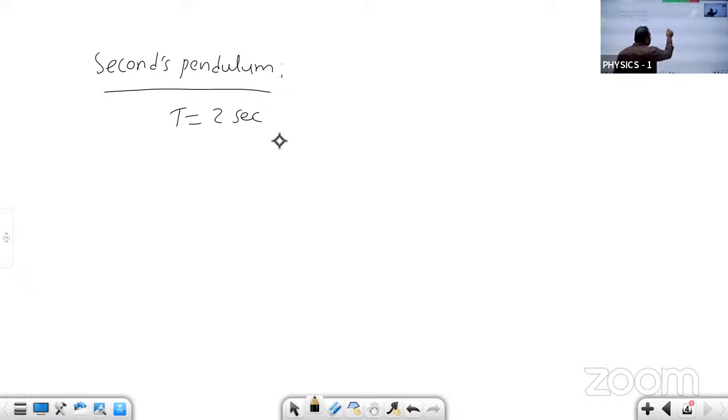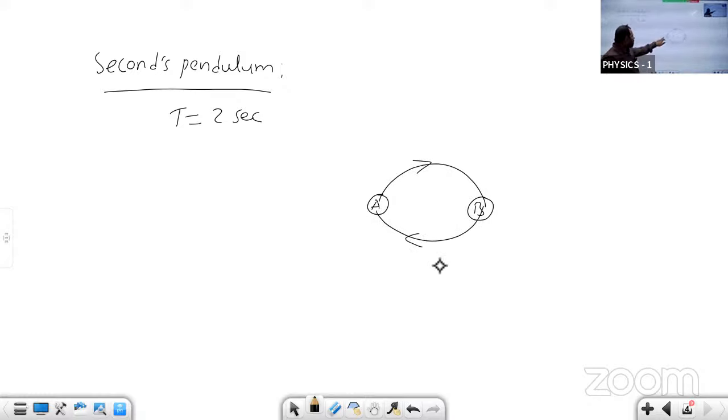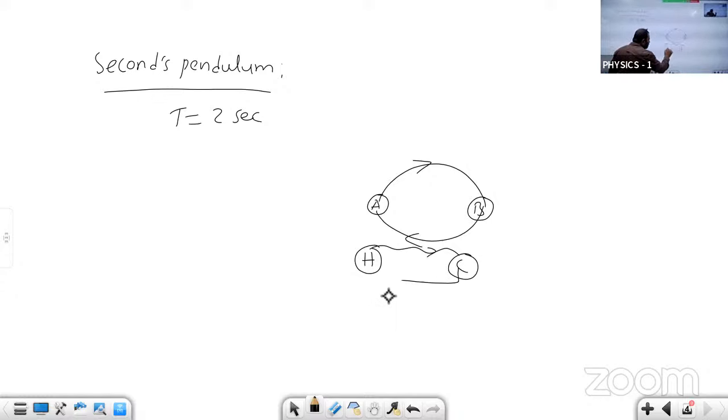What is the meaning of time period? For example, there is one point A and one point B. One person goes from A to B, and again comes back from B to A. This is called time period. The initial point and the final point are both the same. In the morning, you go from your house to college. Again in the evening, you go from college to house. This is called time period. Meaning time period equals 2 seconds.